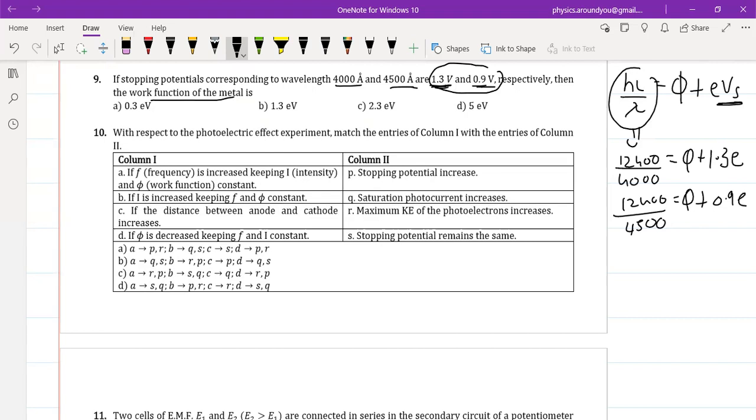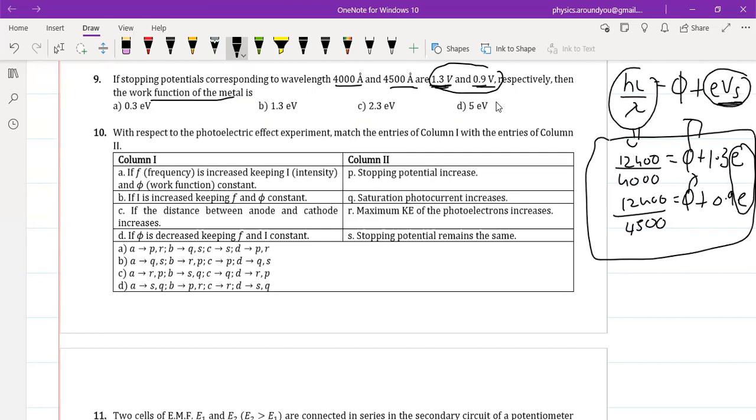We need to be very clear with this. You should not be putting e over here. The reason is I am expressing everything in the unit of electron volt, including the work function. The work function is also in eV. So you should not be writing e; since I've already expressed everything in terms of eV only, it is simply 1.3 and 0.9. And with this, we need to find the work function. There are two equations.